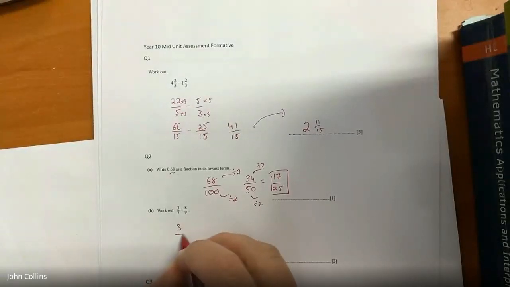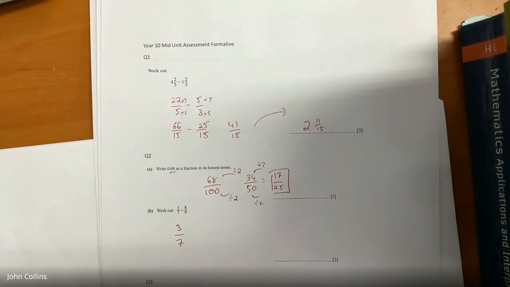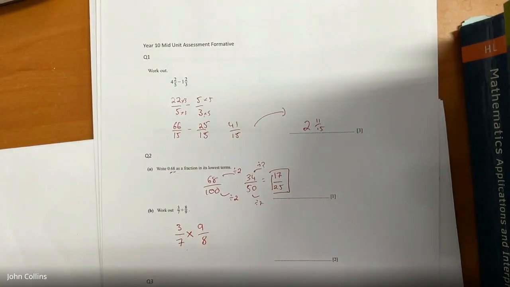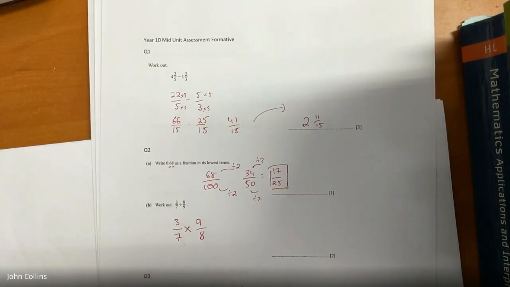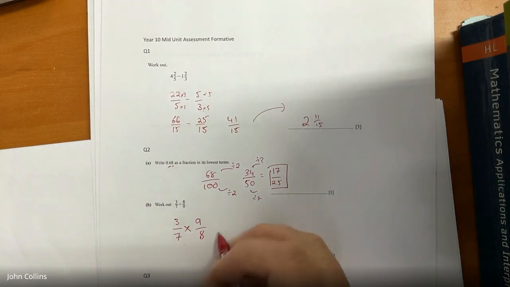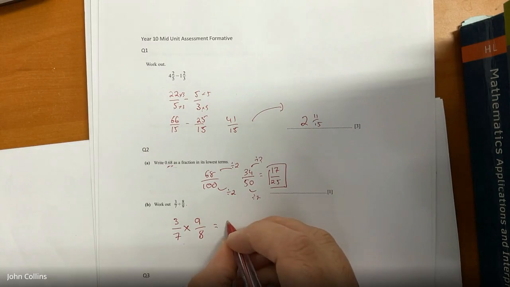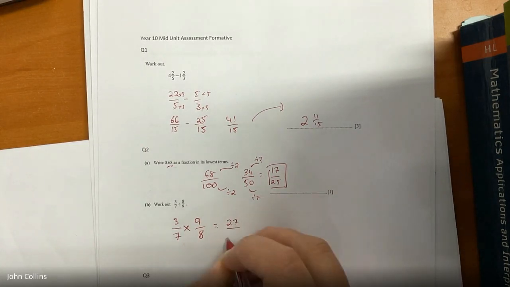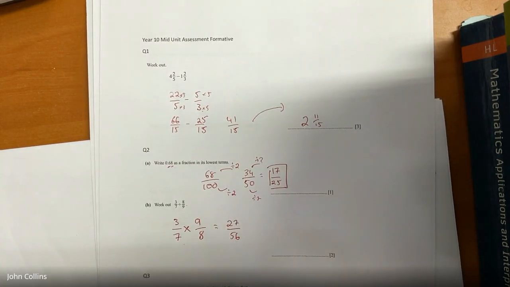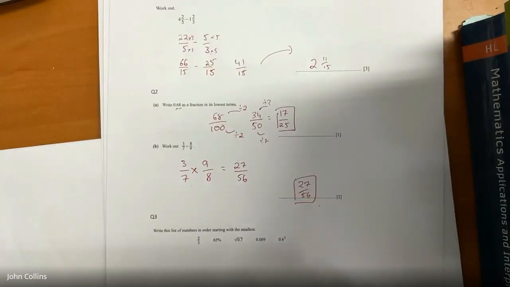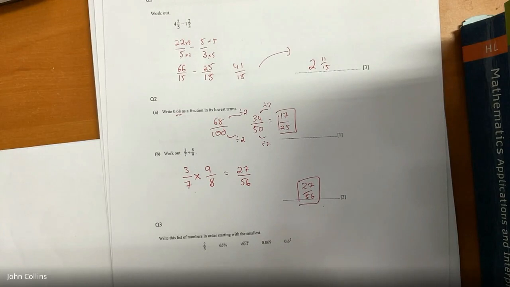Division of fractions is keep the first fraction the same, change the sign to multiply, and flip the second fraction. It's called the reciprocal. I don't think there's much pre-simplifying to be done here. So 9 times 3 is 27, and 7 times 8 is 56. And there's going to be no simplifying, I don't think. So 27 over 56. Okay. It's written beside it on the screen.